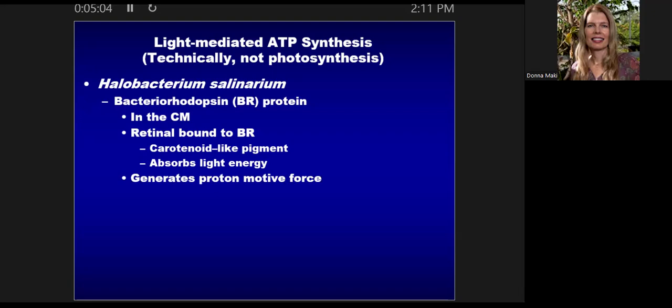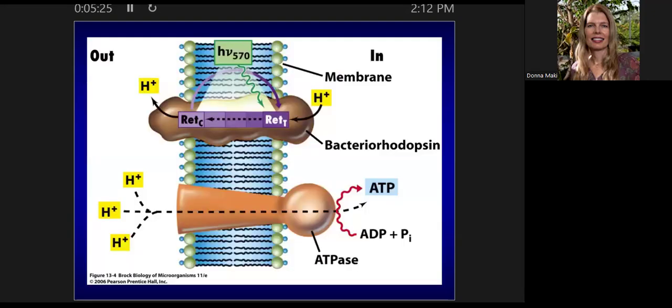And as it's doing this, it creates a situation where you can get a proton gradient or sodium gradient. And of course, that's linked to ATP synthesis. I'm going to show you a picture. This is in words what's happening, but let's look at a picture. I think the picture makes a little bit more sense.